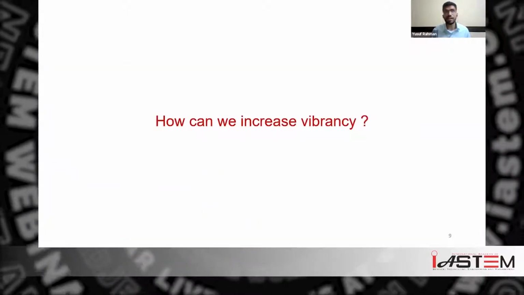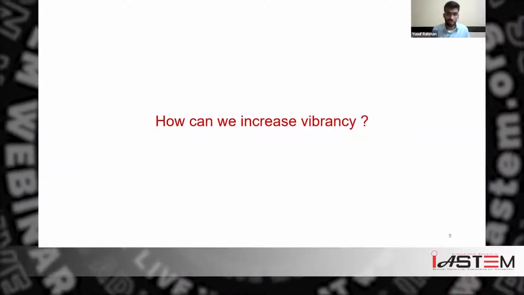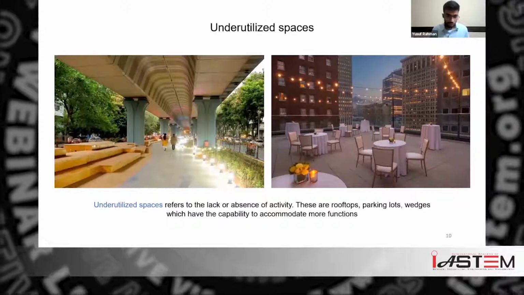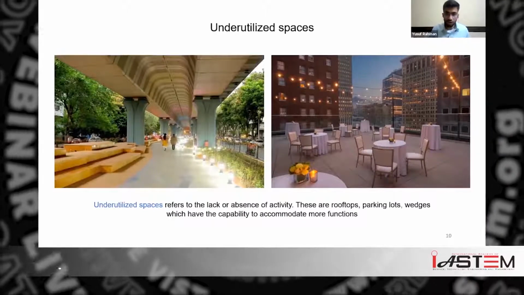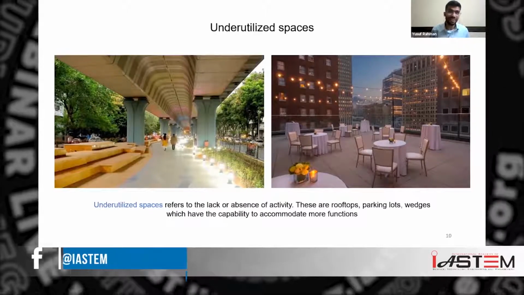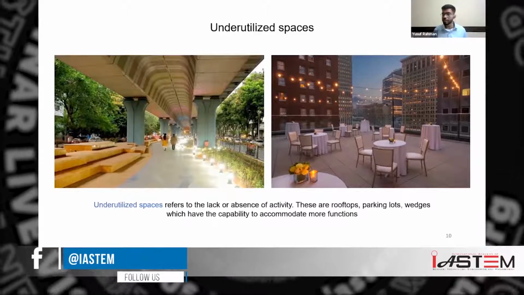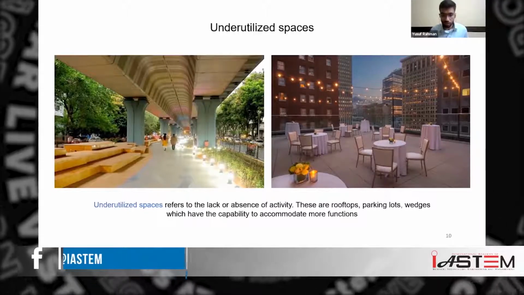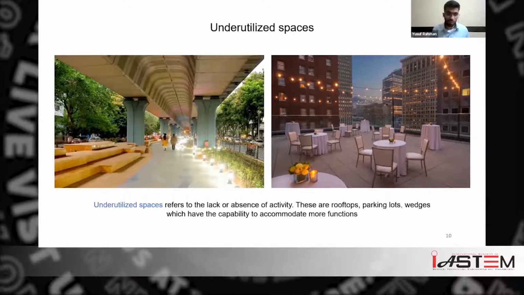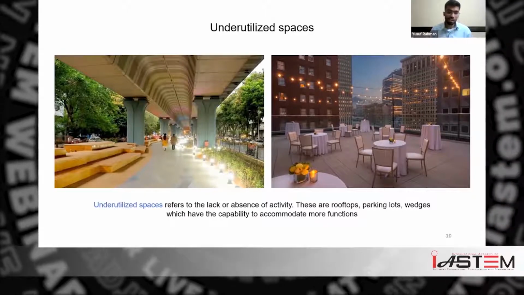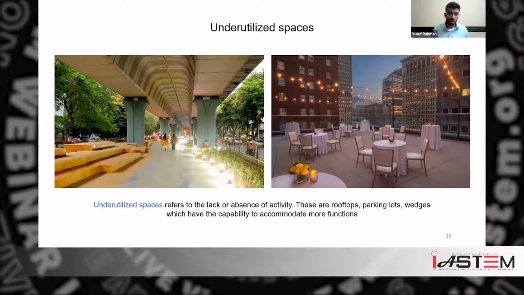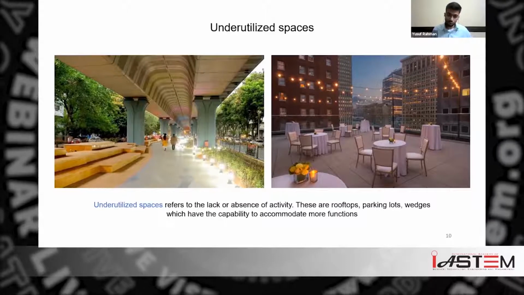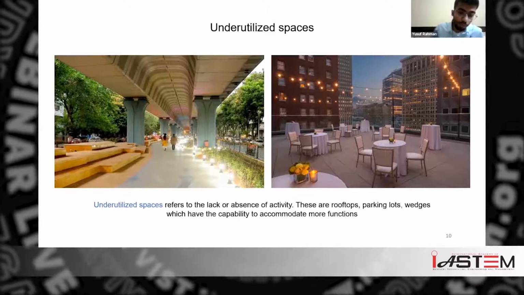So now the question arises, how can we increase vibrancy? The answer is underutilized spaces. These are spaces all around us, and we tend to neglect them. For example, it can be a parking lot, it can be a rooftop. As the name suggests, this is a place where more functions can be accommodated, a space which can be used to more potential.